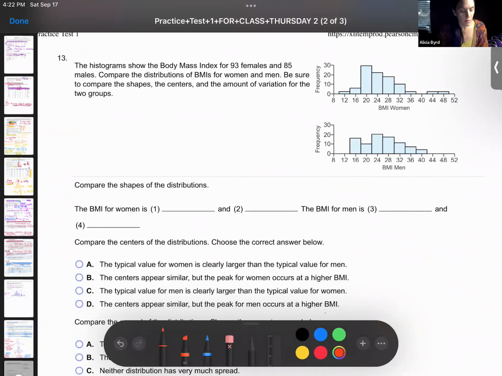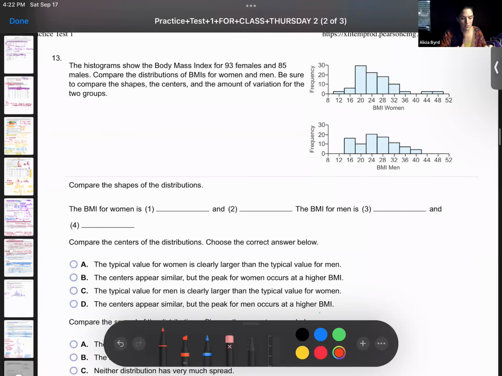So the histograms show the body mass index for 93 females and 85 males. Compare the distributions of BMIs for women and men. Be sure to compare the shapes, the centers, and the amount of variation for the two groups. Okay, so take a moment and look at that. And let's see, what do we think about our two histograms?